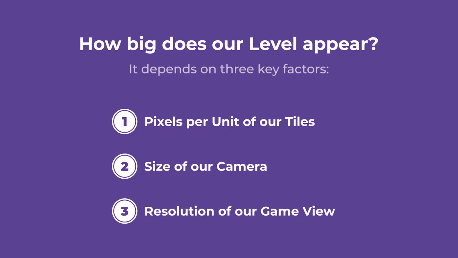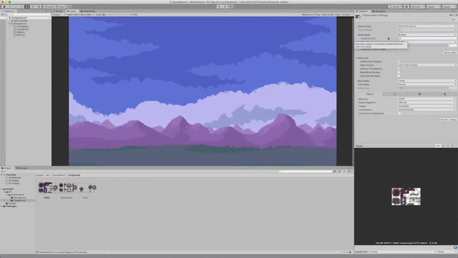How small or large our tilemap actually appears on the screen, however, depends on this pixels per unit setting, as well as on the size of our camera and on the resolution of our game view, both of which we've set up earlier. Now under mesh type, I'm going to change it from tight to full rect.